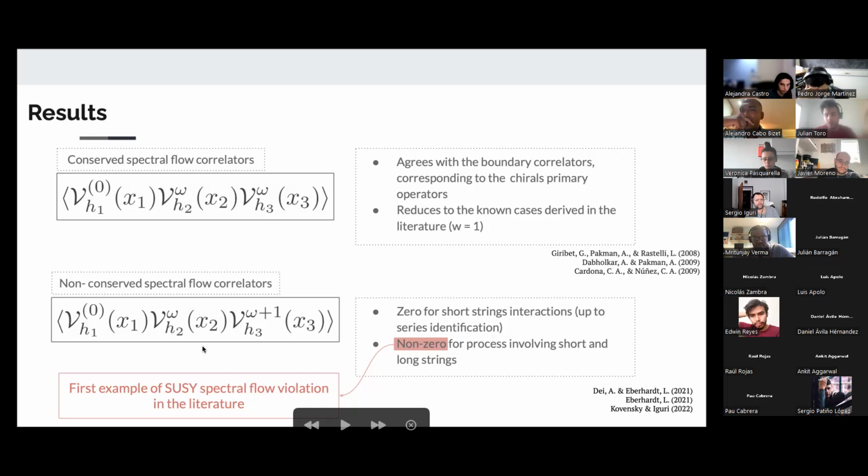Right now, we are working to extend our results to the complete family of correlators, taking into account the recent works of Eberhardt, Knighton, and Giribet with new methods. And that's all.